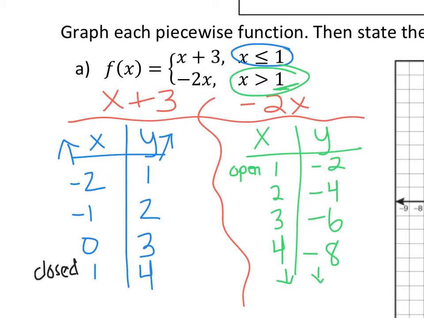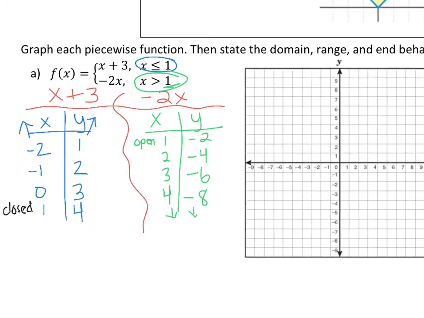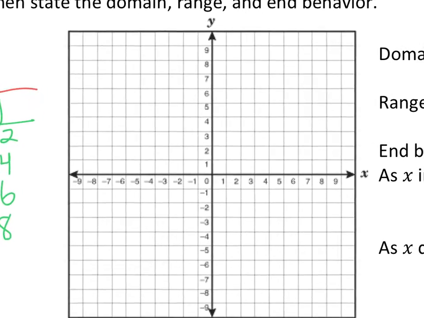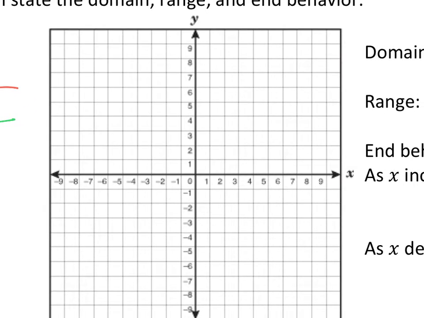So I'm going to graph these points. My first set of points: negative 2, 1. Negative 1, 2. 0, 3. And 1, 4. And 1, 4 is a closed circle.